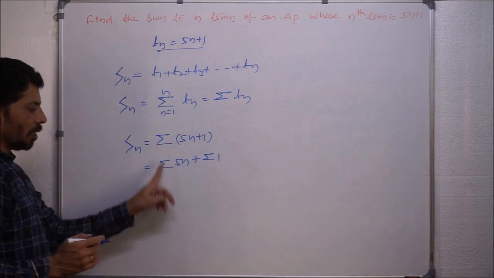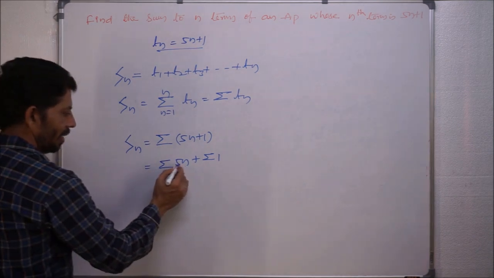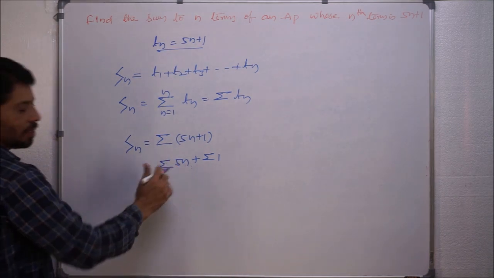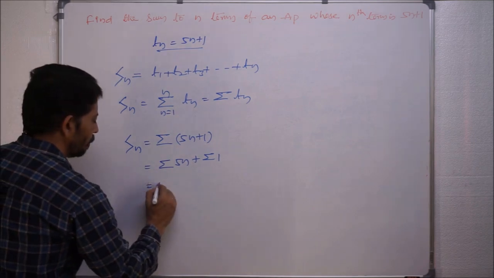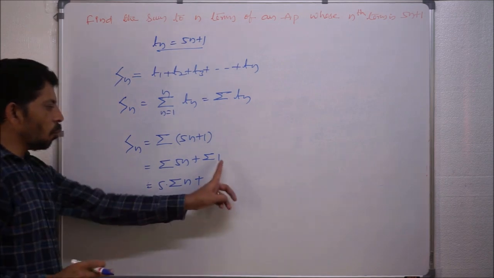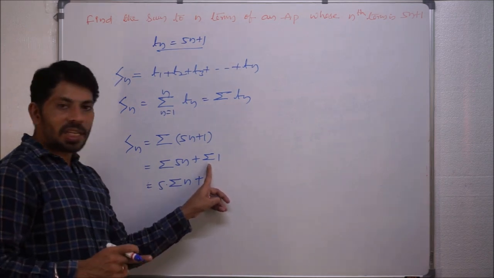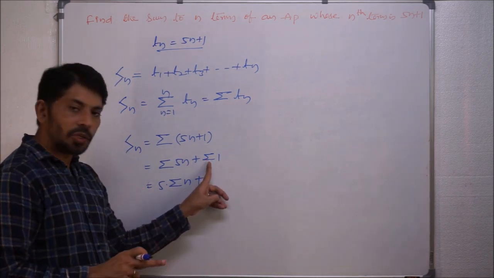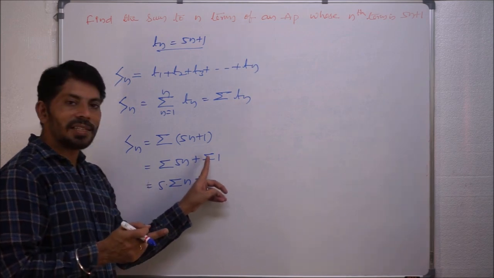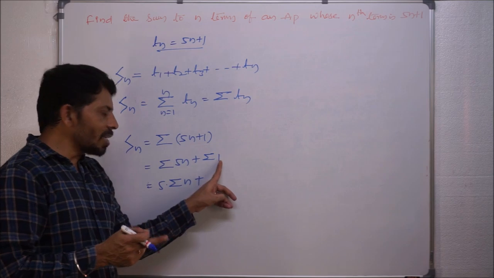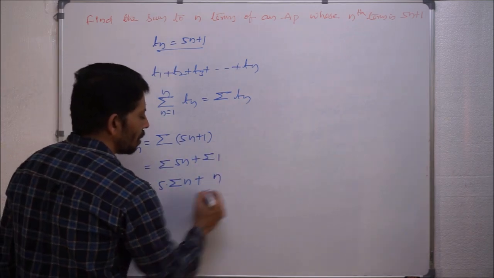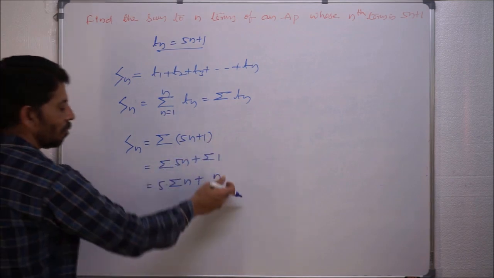So here, 1 to n, what do we get? Only the n value is going to change, not 5. So we'll write this as 5 into summation of n plus 1 is being added. When n is 1, we get 1. When n is 2, we get 1. When n is 3, we get 1. So when n is n, we get 1. So 1 is being added n times, so we get 1 plus 1 plus 1, that is n. N times we get n.